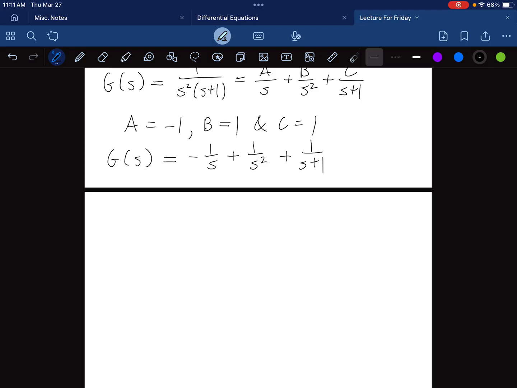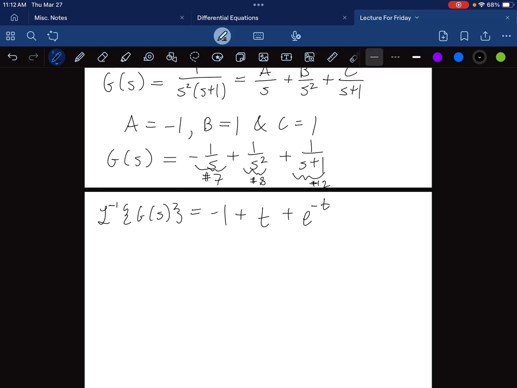And taking the inverse Laplace transform of capital G, we can use table entry number 7 for this first term. That's just going to be -1, plus, this is going to be table entry number 8, this is just t. And then our last one, this is just table entry number 12, and that's going to be plus e to the negative t.